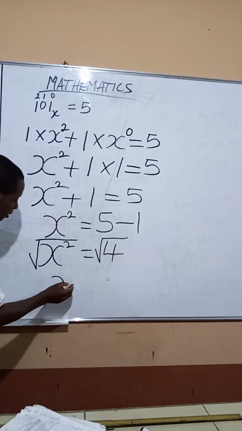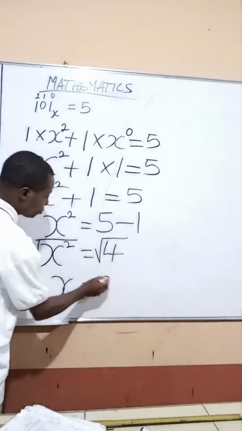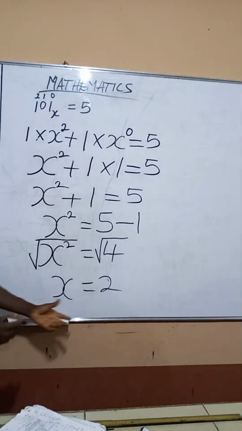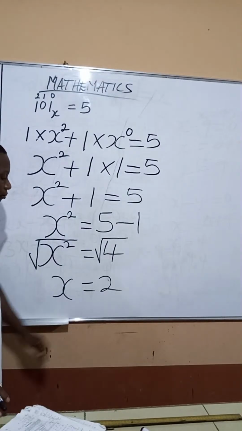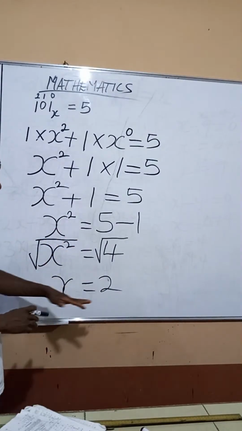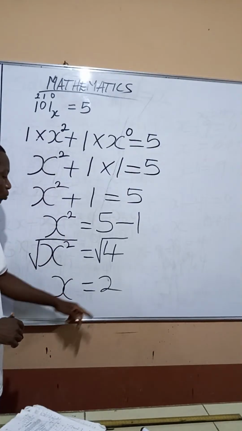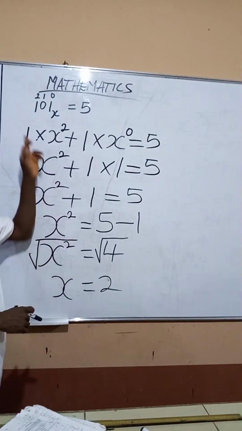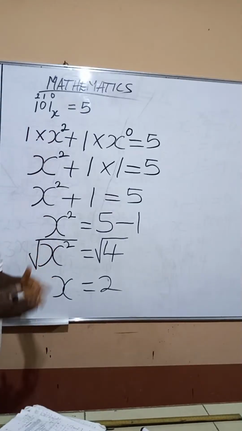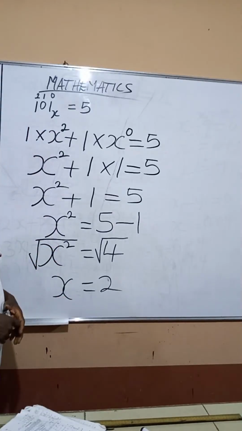So this will give us x as 2. This is the solution to the question. There is no other thing, okay? No worries, nothing at all. Which means x is equal to 2. That means that this number is a base 2 number. So I hope this is well understood.